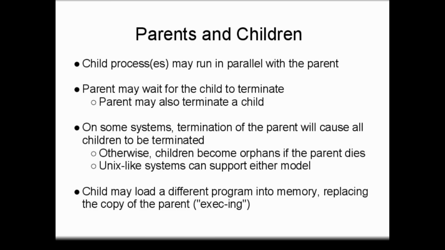Any process, including a child process, has the ability to load a different program into its memory space. This loading is accomplished via the exec system call, which replaces the entire program code of the process with the program code from a different program. New programs on Unix-like systems are started by forking an existing program, then execing the new program in the child process.